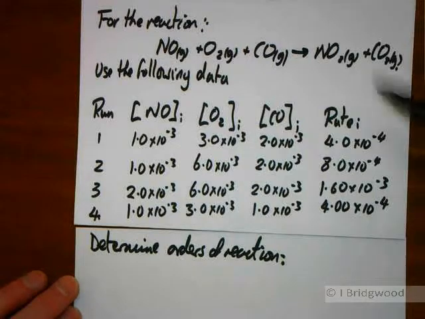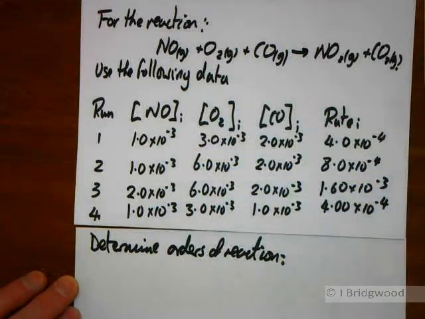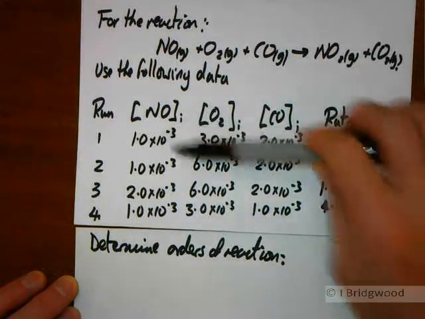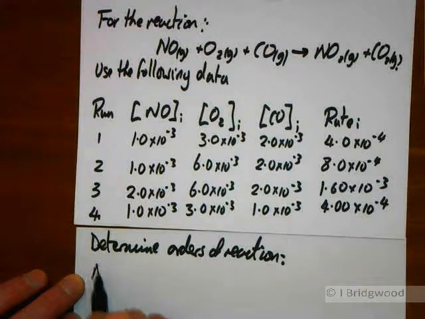And what we're going to do is compare a series of runs. Now we have taken these runs where we're keeping the initial concentrations of one or two of the reagents constant and varying just one. And by comparing two of the runs we should be able to determine orders of reaction of at least one of the reagents. So let's follow this and let's take nitrogen monoxide to begin with.